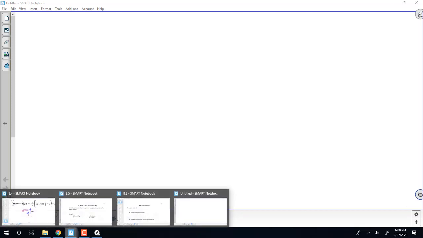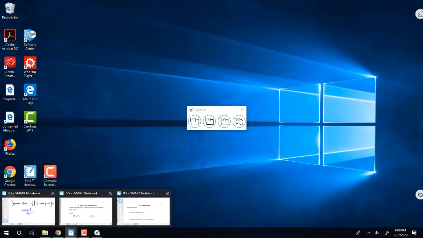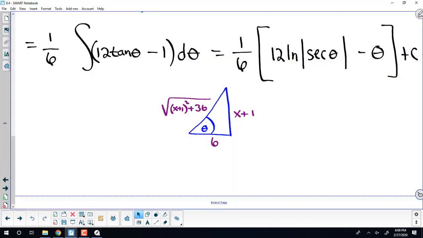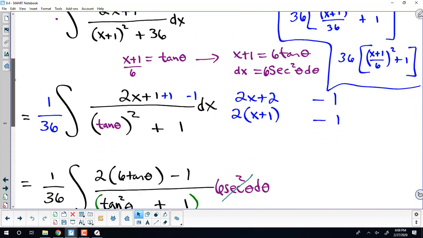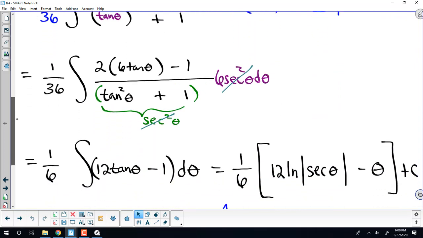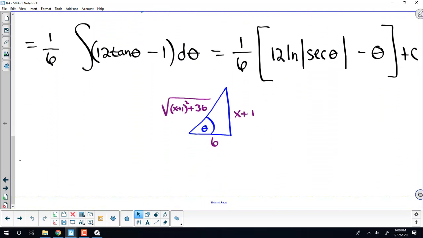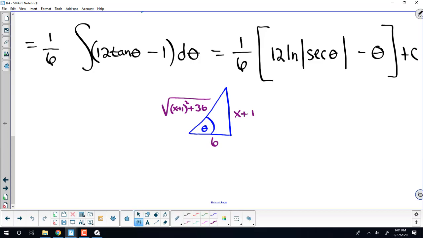All right, so we were then working this last problem here in 8.4. We made some manipulations in our trig substitution, and this is where we're at. All we need to do is fill out secant in terms of x at this point. Just kind of clean it up a little bit too.